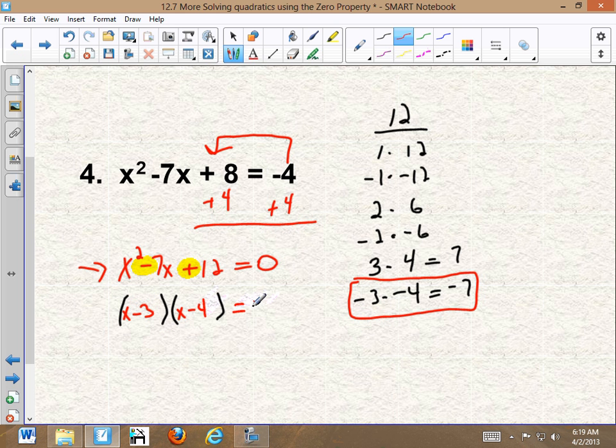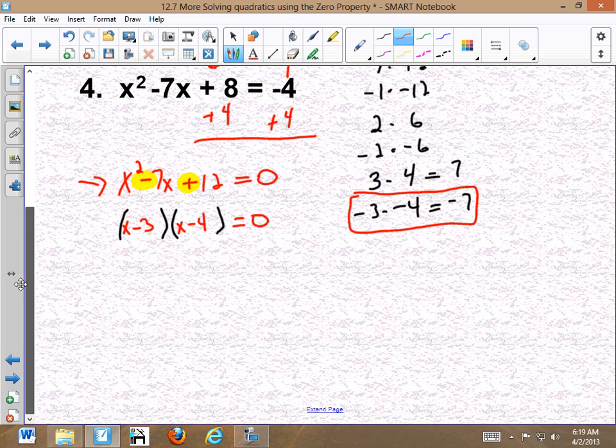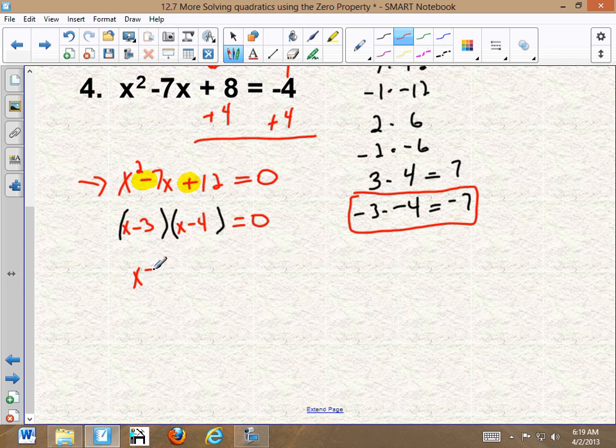Now, I'm not done because it's set equal to 0. So this means x equals 3, x equals 4. Because then I went ahead and solved for x. I didn't write it out. Hopefully by now you don't have to write it out.